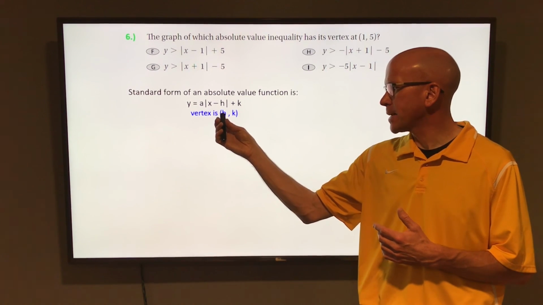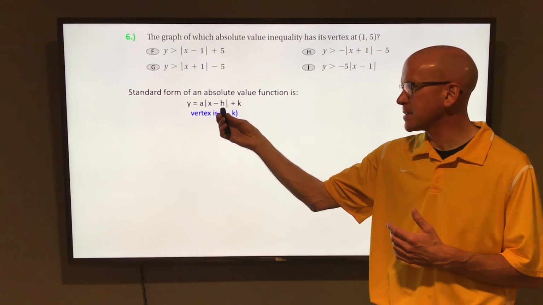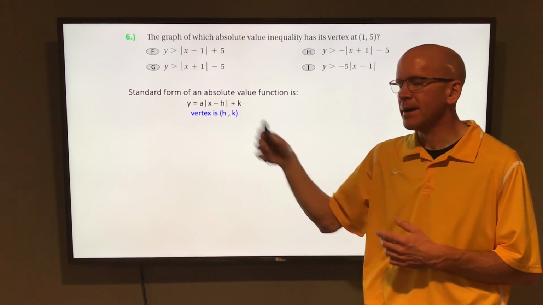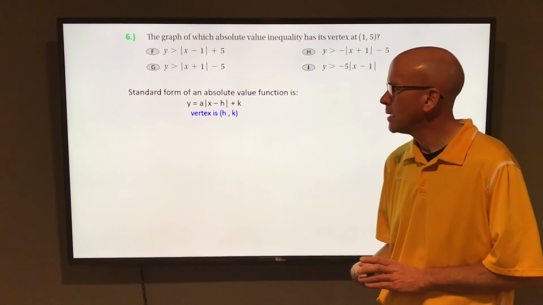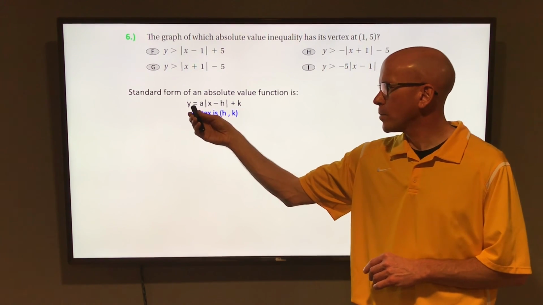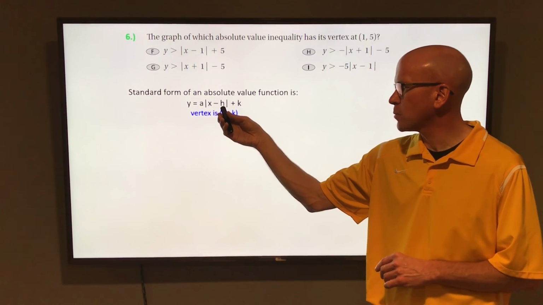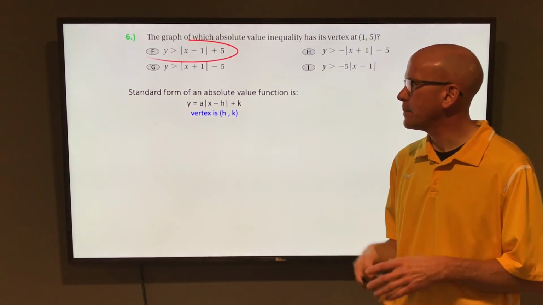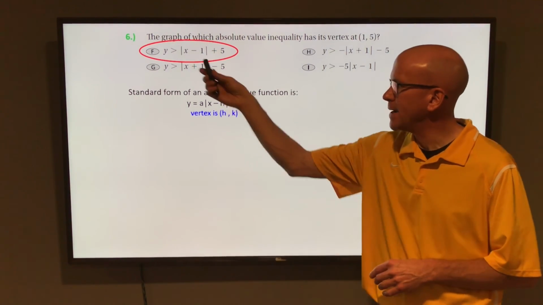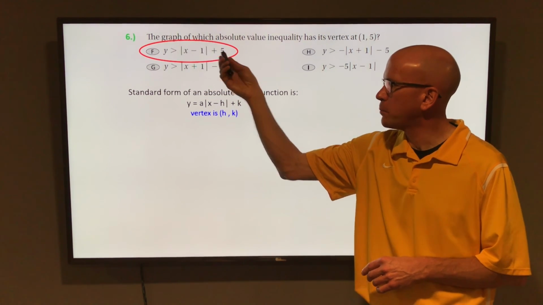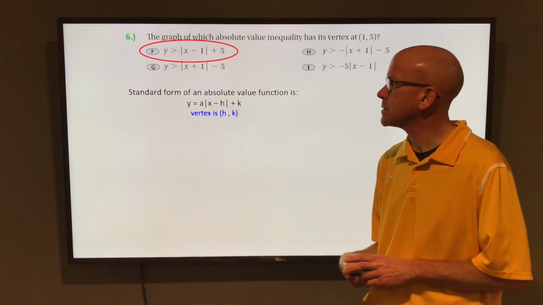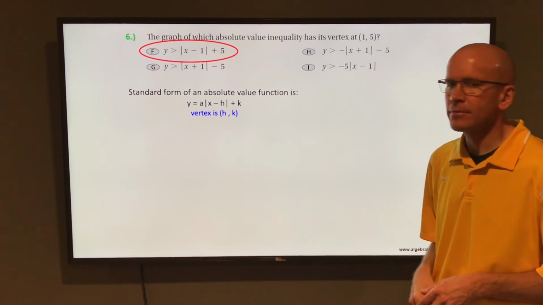If the x-coordinate of the vertex is 1, that's going to be the absolute value of x minus 1. And if the y-coordinate of the vertex is 5, it's going to be plus 5 after the absolute value sign. So you're looking for one with absolute value of x minus 1 and then plus 5. And the only one that fits that bill is letter F. Y is greater than the absolute value of x minus 1 plus 5. That is the absolute value inequality that has a vertex of 1, 5. Letter F.